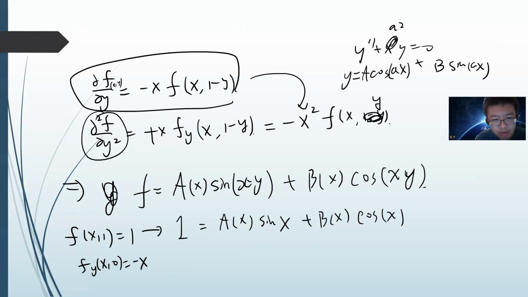Now if you act with the derivative on y, let's do this. If you act on y, you get a(x) cosine x times y plus b(x) negative sine x times y.